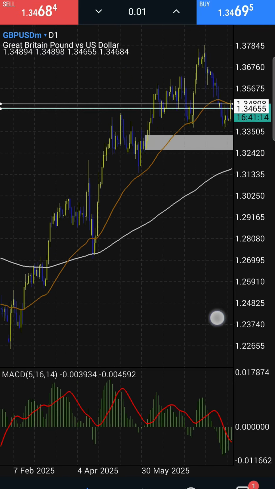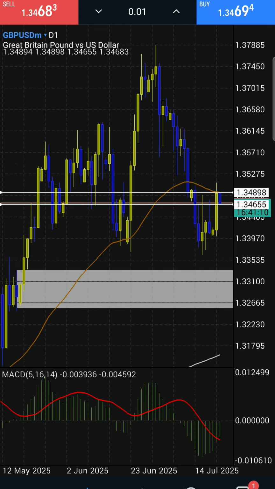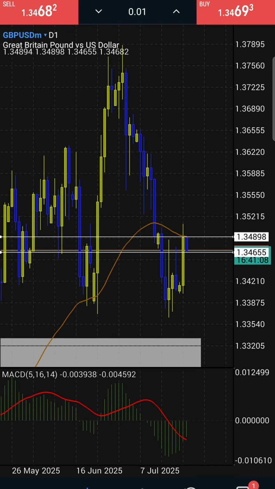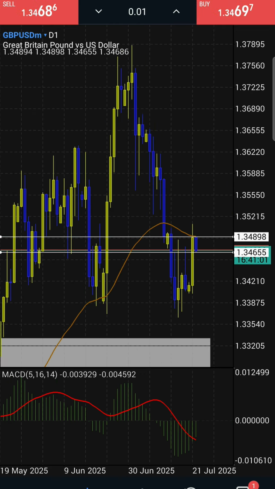So on the daily chart, we can see that we've been bullish, right? We've been bullish, higher highs, higher lows. So the trend is bullish, market structure is to the upside, right? And then we had this protected low right here, which has not been broken through.